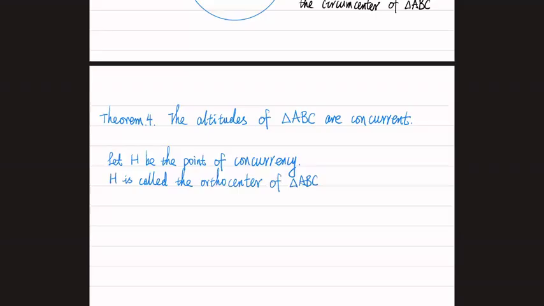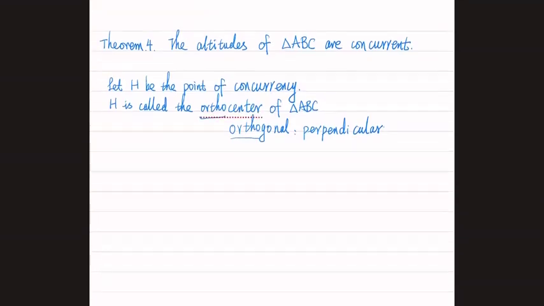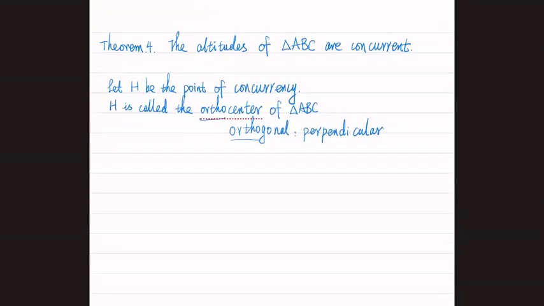The orthocenter. So this word comes from orthogonal, which means perpendicular. If you check the homework, you know that for different triangles, the orthocenter may be different.